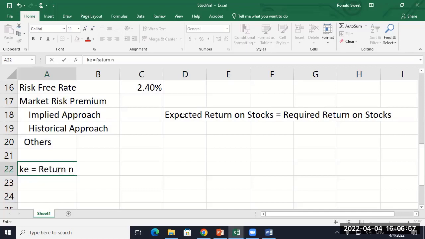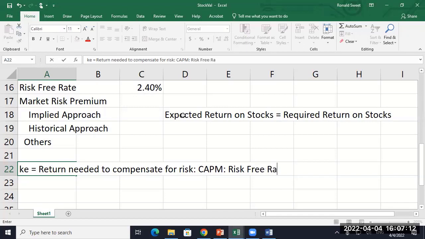It's the return needed to compensate for risk. We're going to use the capital asset pricing model, but the capital asset pricing model tells you it's the risk-free rate plus beta times the market risk premium. You should have had this in a previous class. So we just got the risk-free rate at 2.4%. We already did the beta too, right? We can do a pretty good job of covering beta. So now we just need the market risk premium.